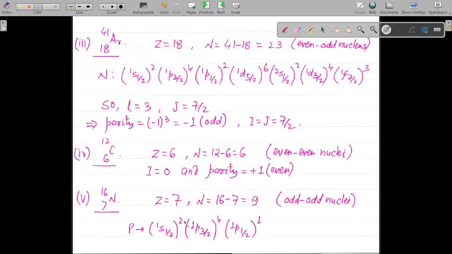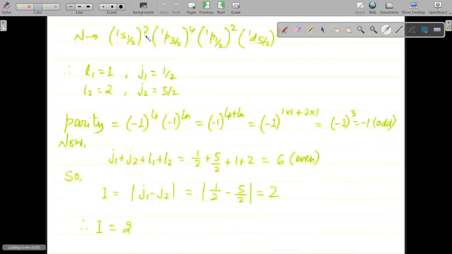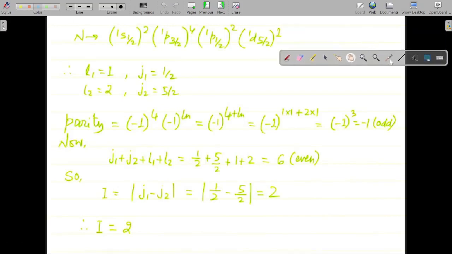This is the thing. So Z equal to 7 is there, so the nuclear configuration with respect to proton will be like this: 1s1/2 ^2, 1p3/2 ^4, 1p1/2 ^1. And with respect to neutron, what will be the nuclear configuration? If you draw the nuclear shell diagram, the nuclear energy levels, then you will realize this. With respect to neutron, it is 1s1/2 ^2, 1p3/2 ^4, 1p1/2 ^2, 1d5/2 ^1.